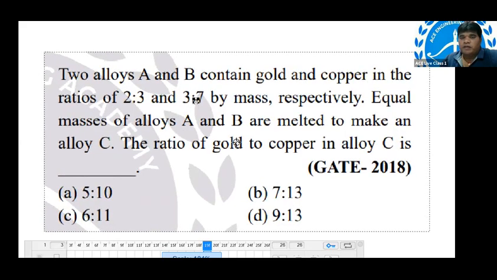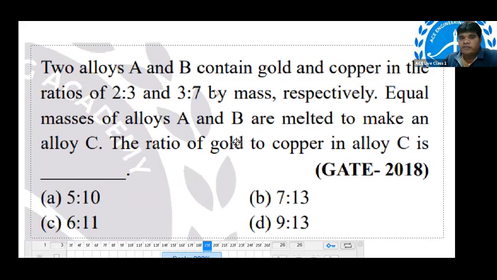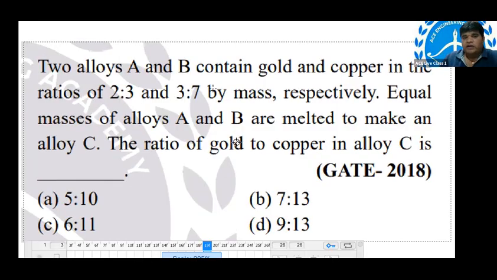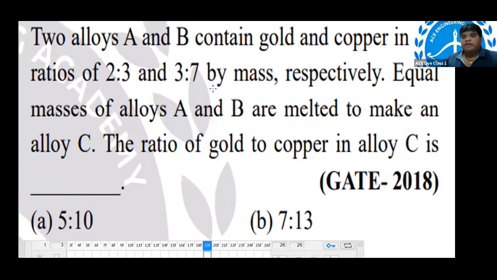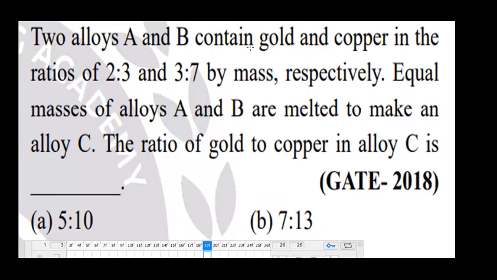Work on this problem. Just read the question information. Two alloys A and B contain gold and copper in the ratio of 2:3 and 3:7 by mass respectively.